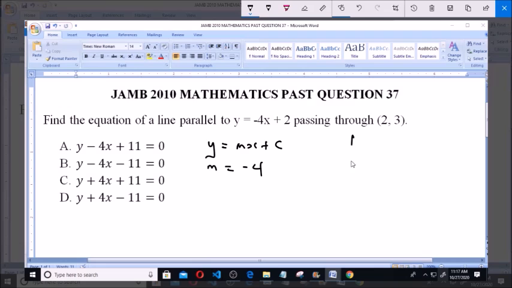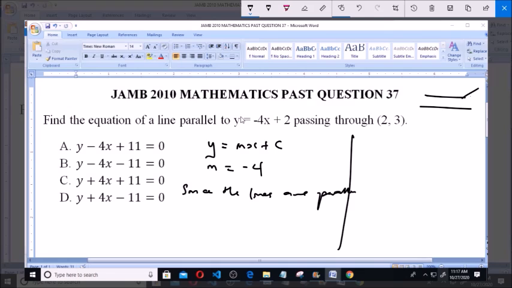Now, since the lines are parallel, since we are told that this line is parallel to this line here, the slope of this first line will be the same as the slope of the second parallel line. When it's perpendicular it will be different, but because it's parallel, it simply means that the slope of this first line, which is given as y is equals to minus 4x plus 2, will be the same as this.